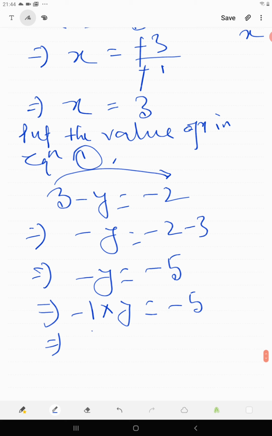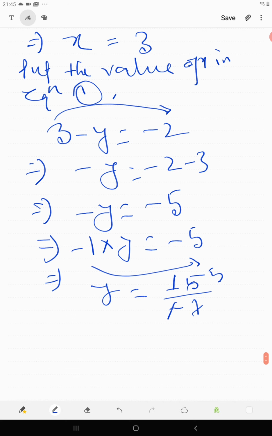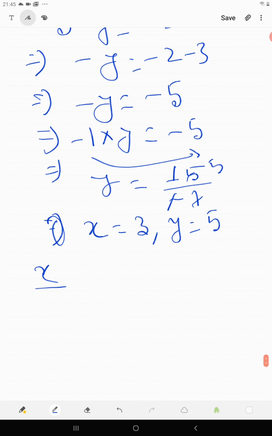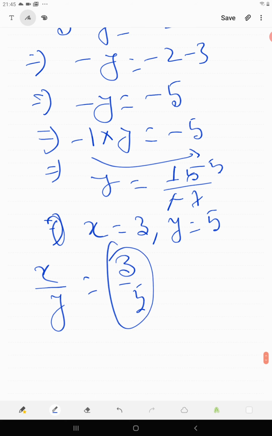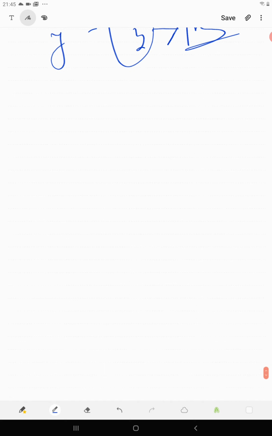If we take it towards the right, since it is multiplication, it will become division. 5 divided by minus 1, that is 5. We know that 5 by 1 is 5. So we got x equals 3 and y equals 5. So what is the fraction? The fraction is x by y, right? So that means it is 3 by 5. So our fraction is 3 by 5. This is our answer, the solution.